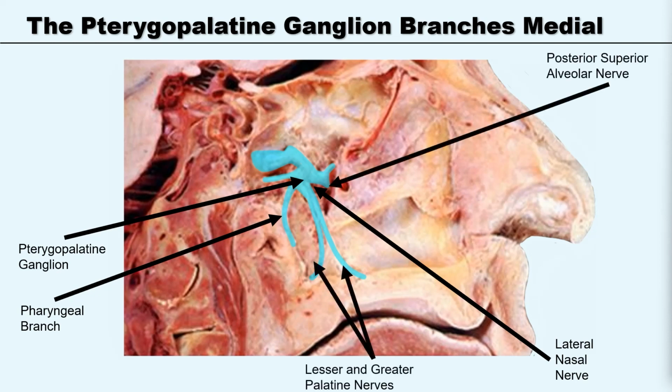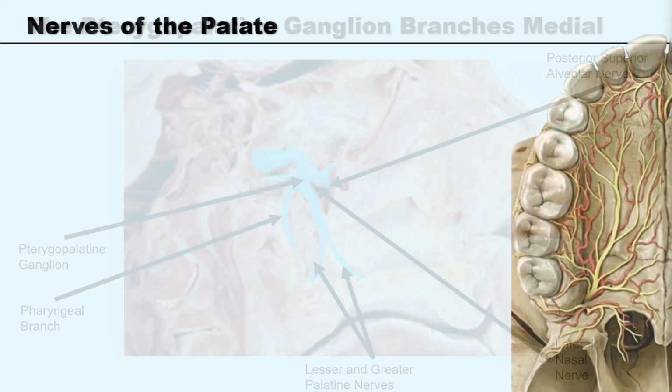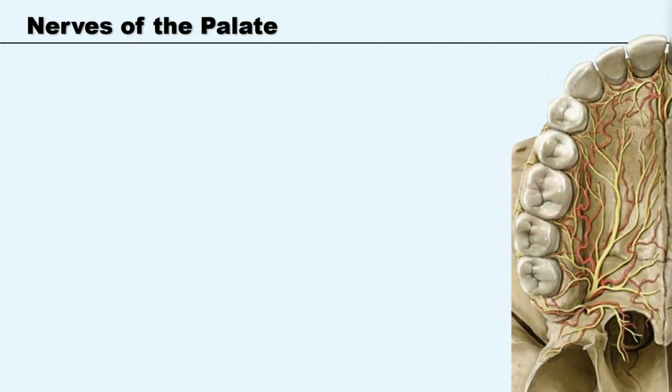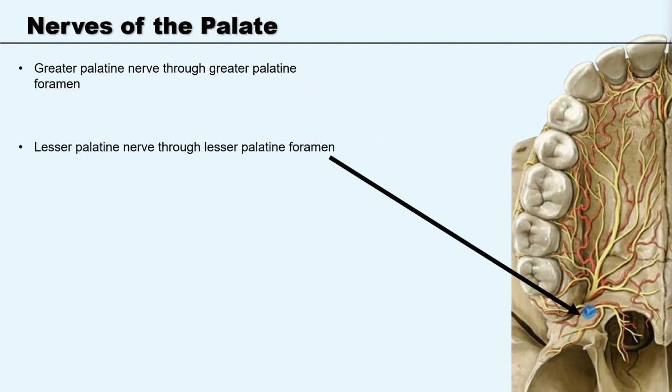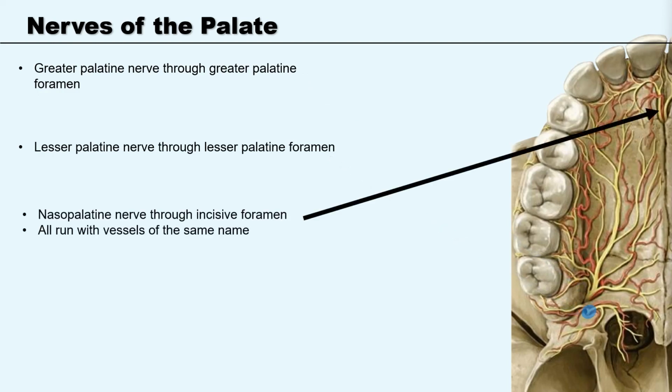Let's go and have a closer look at these palatine nerves. The greater palatine nerve emerges with its vein and artery through the greater palatine foramen. The lesser palatine nerve emerges with its artery and vein through the lesser palatine foramen. Looking anteriorly, we can see the nasopalatine nerve emerging just through the incisive foramen of the primary palate. As the name suggests, it emerges from the palate just behind the maxillary incisors.